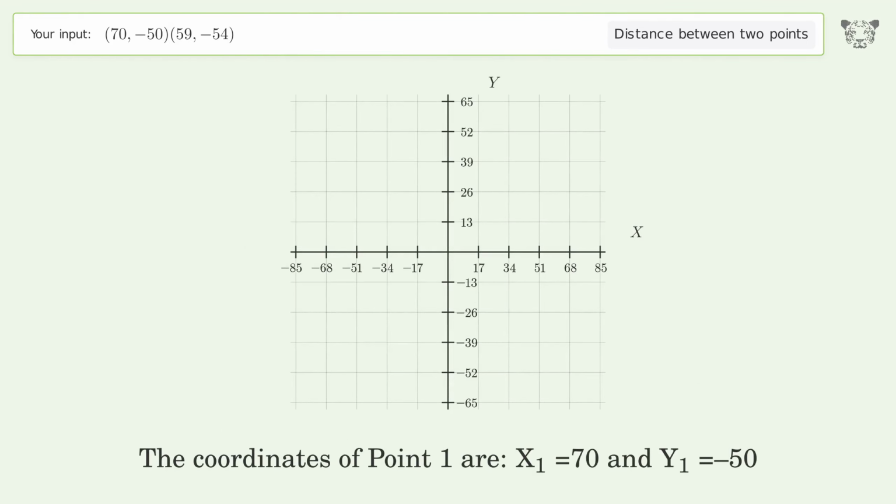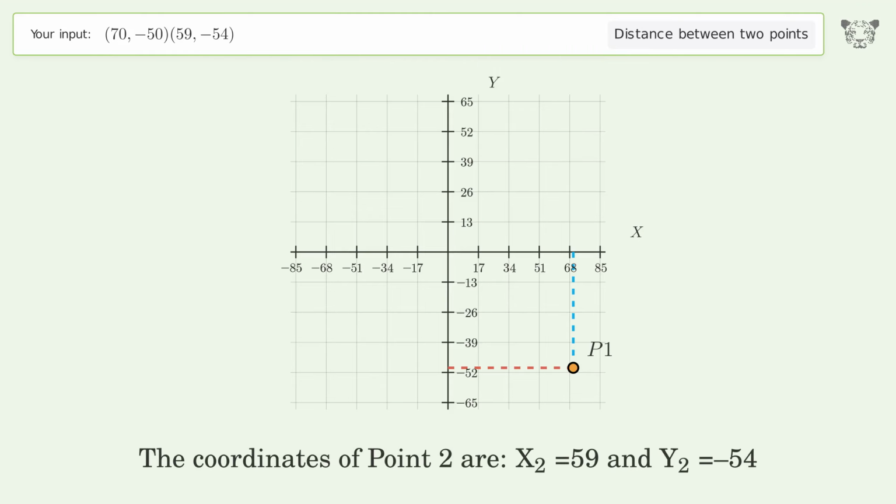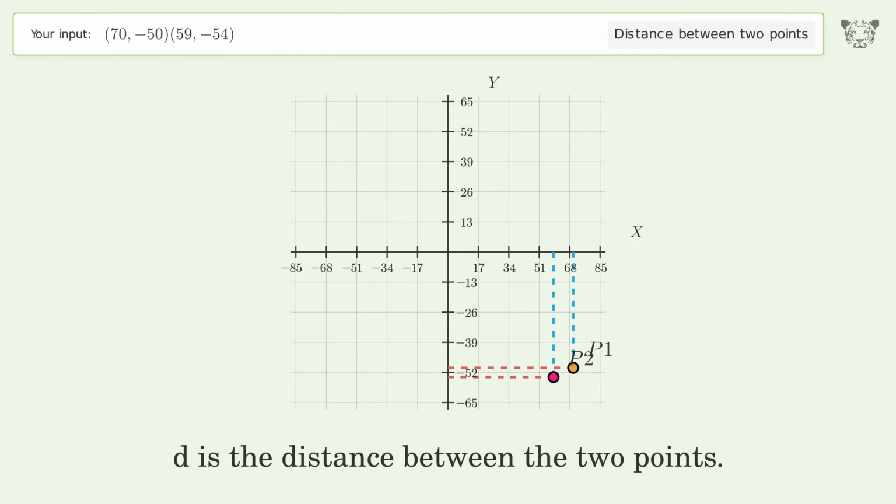The coordinates of point 1 are, x1 equals 70 and y1 equals -50. The coordinates of point 2 are, x2 equals 59 and y2 equals -54. D is the distance between the 2 points.